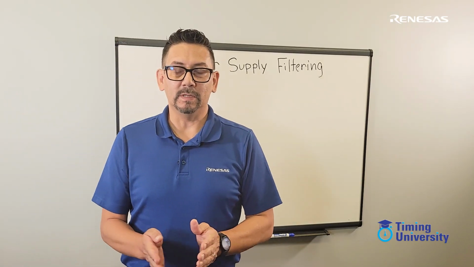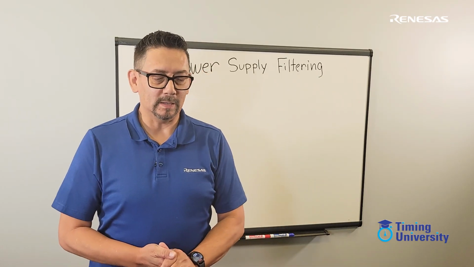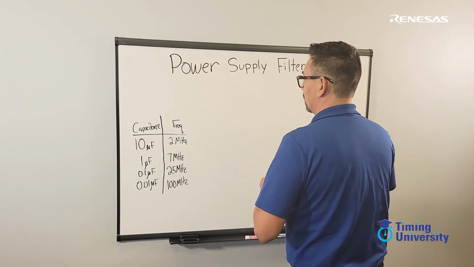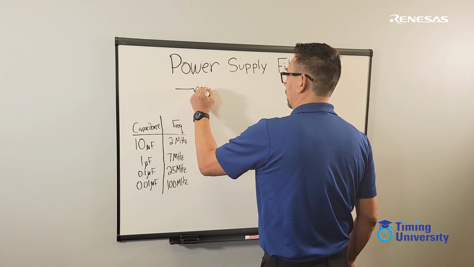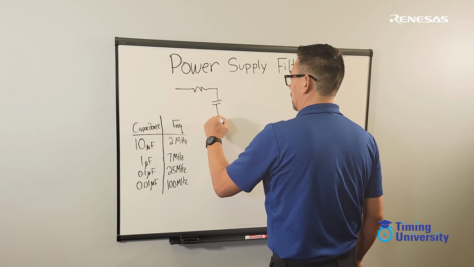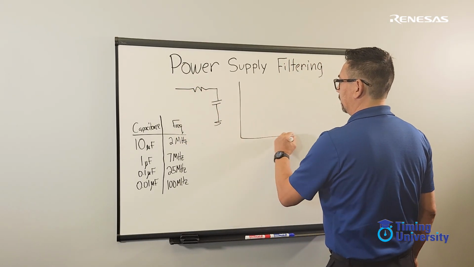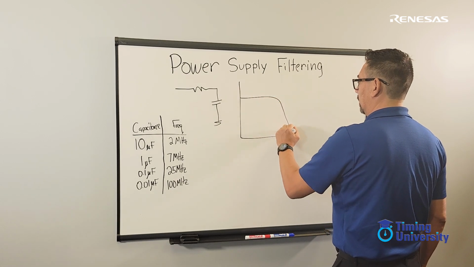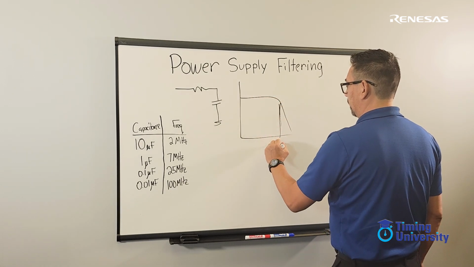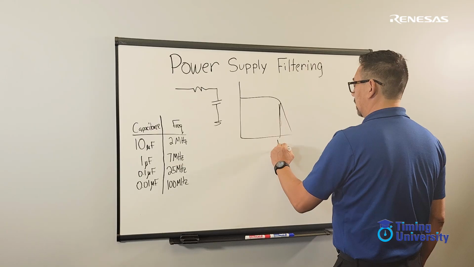In a previous video, we talked about power supply noise. Here we're going to talk about how to mitigate it. Now, the simplest filter would be an RC filter, which is a low-pass filter. We look at the Bode plot with a minus 3 dB point at 1 over 2 pi RC.